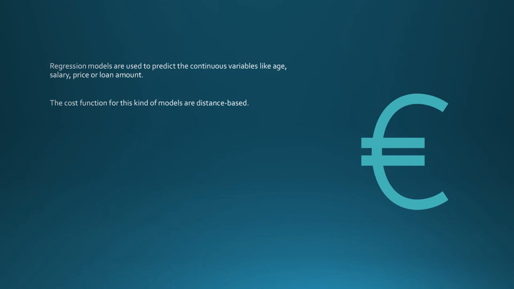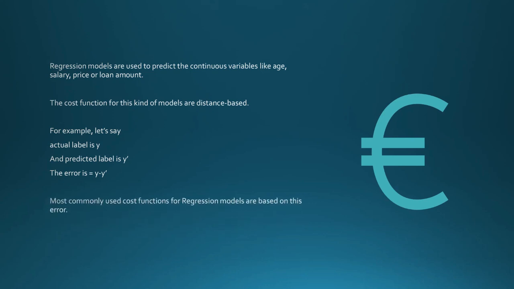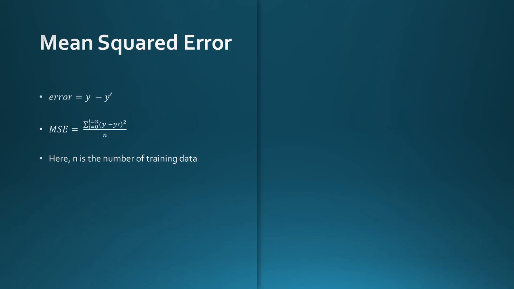Regression models are used to predict continuous variables like age, salary, price, or loan amount. The cost functions for these kinds of models are usually distance-based. For example, let's say the actual label is y and the predicted label is y prime. The error becomes y minus y prime. Simple, right? And the most commonly used cost functions for regression models are based on this error term.